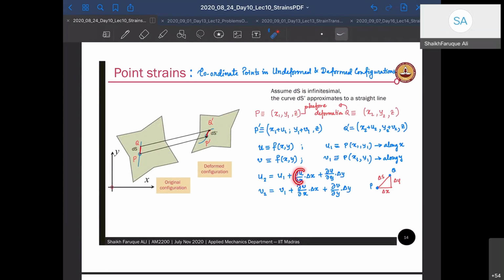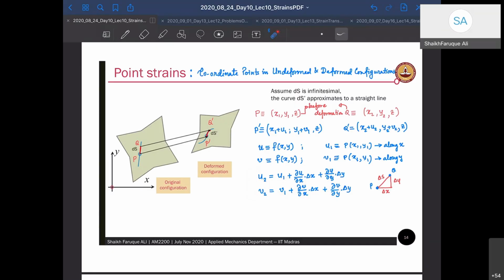So rate of change along X direction into the distance between them along X, so that is del X. Similarly, rate of change along Y into the distance along Y. Same for V2: rate of change along X into del X, rate of change along Y into del Y. That has to be added to how much P has moved in the V direction. So that's how you relate the previous motions U1 and V1 with respect to the Q configuration U2 and V2.